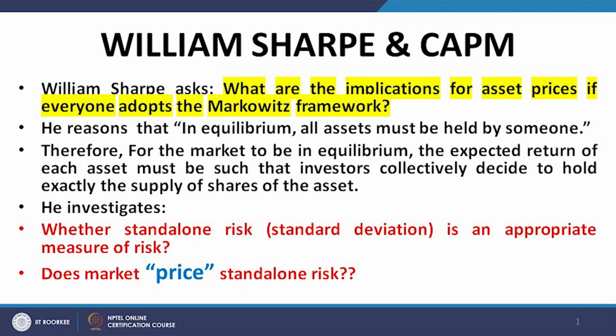Number one, whether standalone risk is the appropriate measure of risk. Number two, does the market price standalone risk? In other words, does the expected return flow in tandem with standalone risk? Is standalone risk the sole determinant of the expected return on a particular security? So, if you take a higher standalone risk, are you allowed by the market to obtain higher expected returns? Please note the word expected.